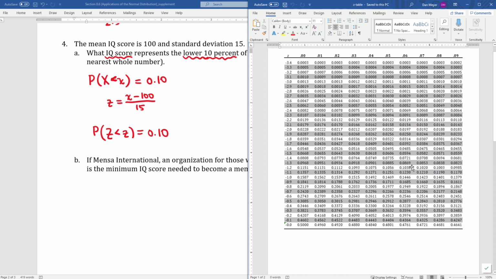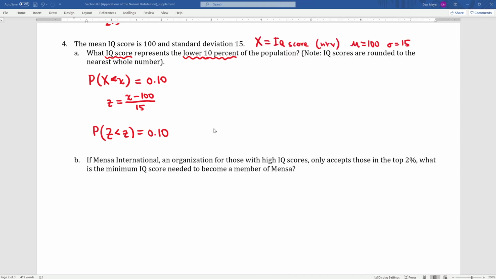That corresponds to a z-score. We're in the negative 1.2 row and in the 0.08 column. So that corresponds to a z-score of negative 1.28. All right, so we got our z-score now. And then we can go ahead and use that along with our z-score formula to solve for x. We got negative 1.28 is equal to x minus 100 over 15. And then you can solve for x.